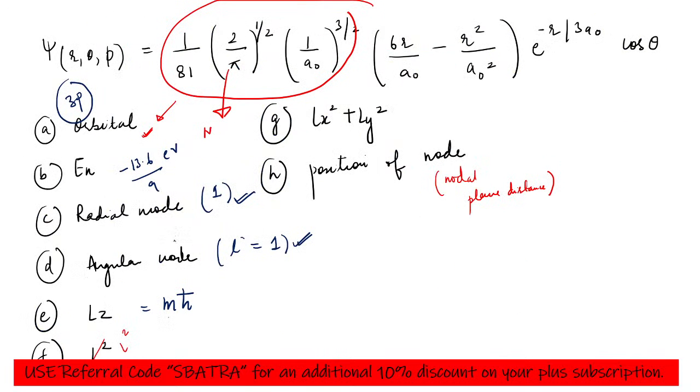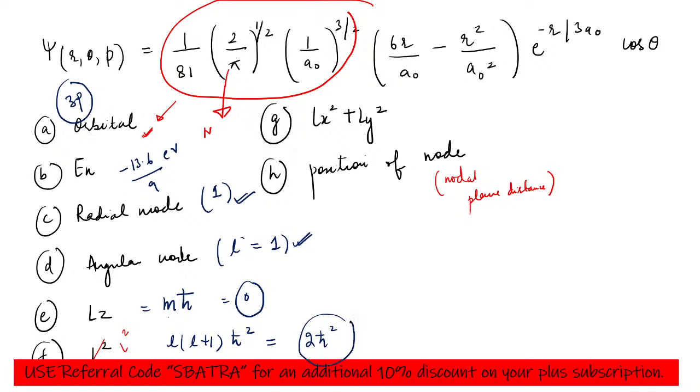So let's get back to Lz, which is mħ. So this value is 0. Next, we need to find out the value of L square. So what is L square? Can I write it as l(l+1)ħ square? Yes, L square is l(l+1)ħ square. So the l value is equal to 1, so we can write 1 into 2 ħ square. So the L square value is 2ħ square.